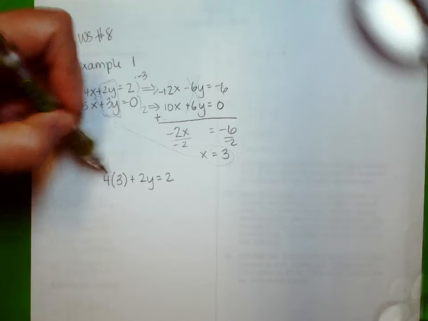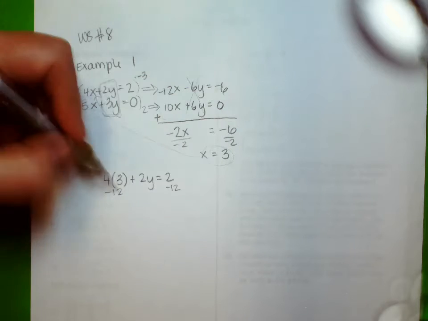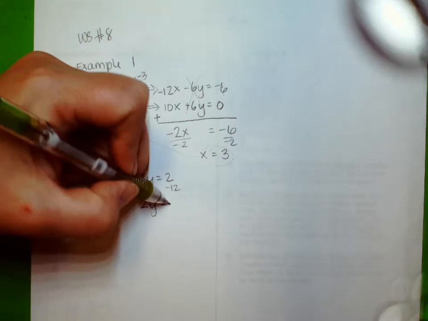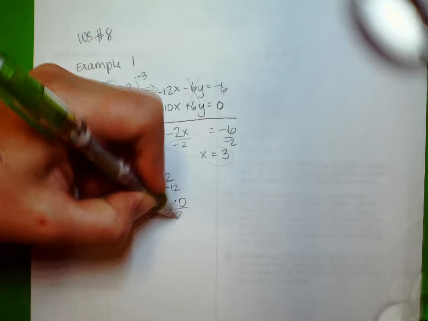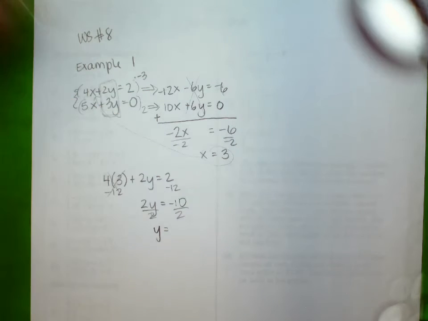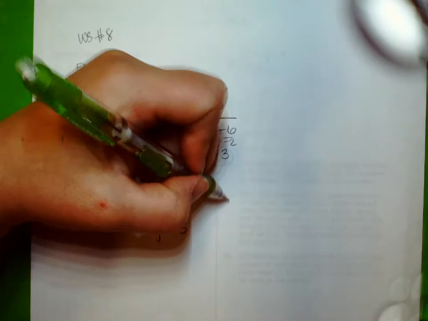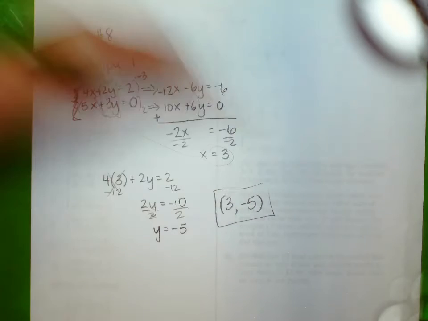4 times 3 is 12, so I'm going to subtract 12 from each side. That way it cancels on the left, and we're left with 2y equals -10. So 2 minus 12 is -10. Divide each side by 2, and we get y equals -5. So the point of intersection for these two lines is at (3, -5). And that should be your answer.